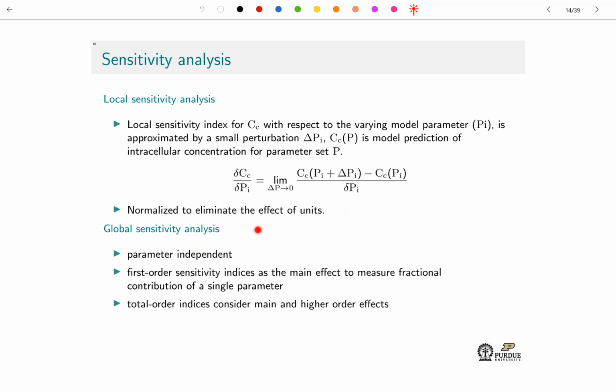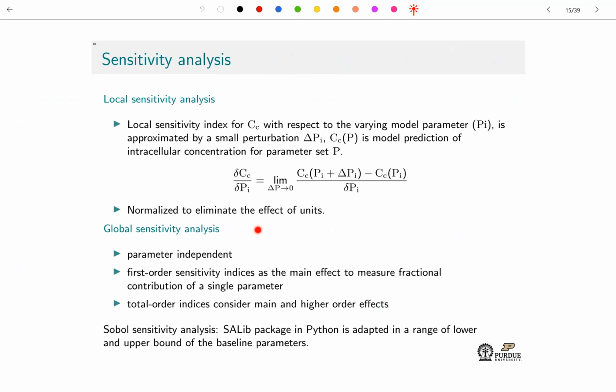We also do global sensitivity analysis, which is parameter independent, and we calculate first order sensitivity indices as a mean effect to measure the fractional contribution of a single parameter, and then we take pairwise contributions, and finally we have the total order indices which consider the mean and the higher order effects. For that we use Sobol sensitivity analysis from SALib, which is a package in Python, and we set a range of lower and upper bounds for the baseline parameters.